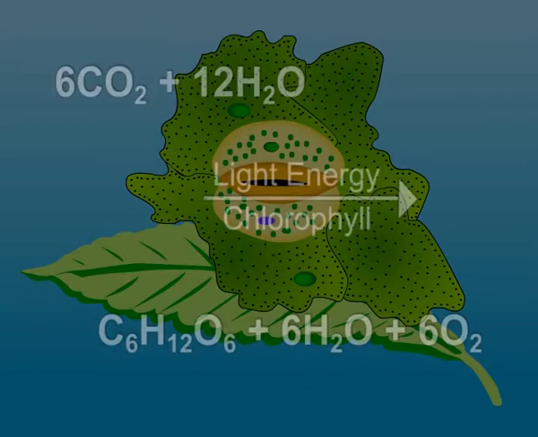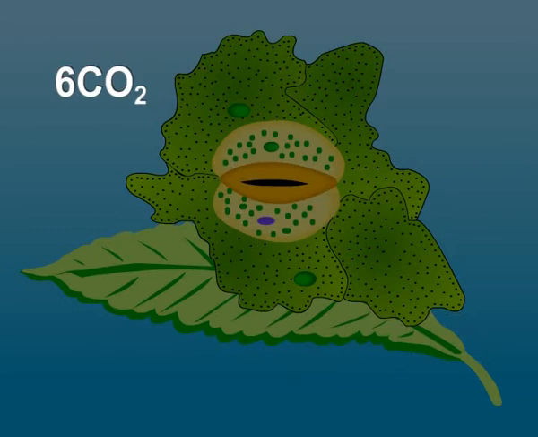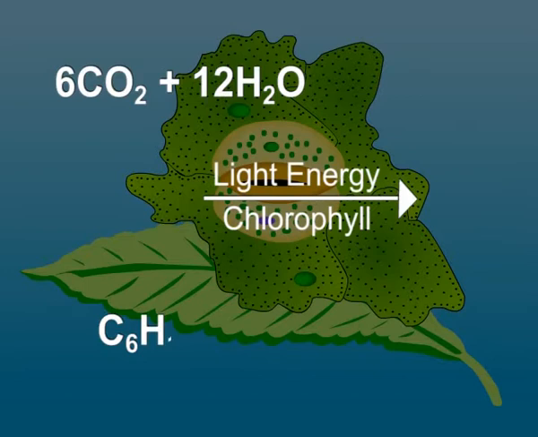The simplified equation used to represent this overall process is shown here in the visual. 6CO2 plus 12H2O in the presence of light energy and chlorophyll gives C6H12O6 plus 6H2O plus 6O2.